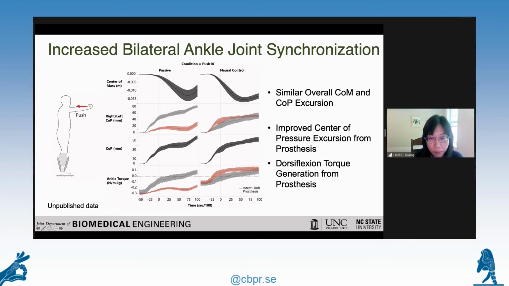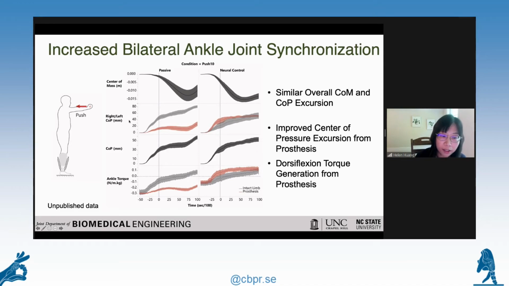So actually, they are pretty much the same. Everybody is using the anticipatory posture control as well as the compensatory. However, the strategy they're using to do this is different. So if you look at the ankle torque, the gray line is the intact side, and the red line is for the prosthetic side. For the passive device, he just can't generate torque, which is obvious. But with the powered device, he would generate almost the same synchronized activation of the torque.